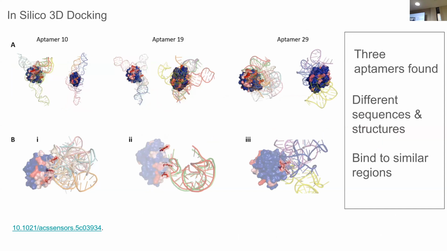colleagues. Once we tested these, we also did some MD simulations and docking, and they seem to dock to a lot of positively charged residues on the surface. And two of these, I think aptamer 10 and aptamer 19, are very similar. They bind two similar sites, and then aptamer 29 is slightly different.